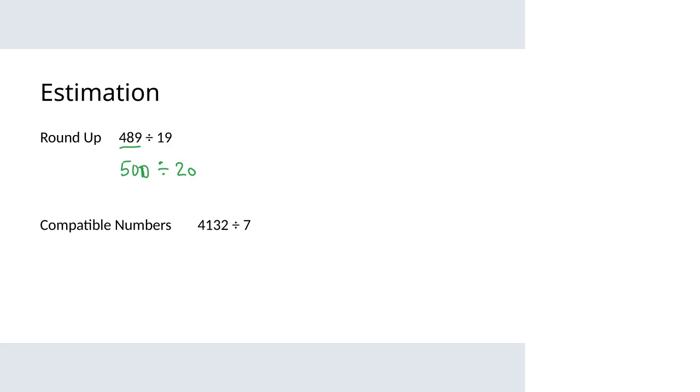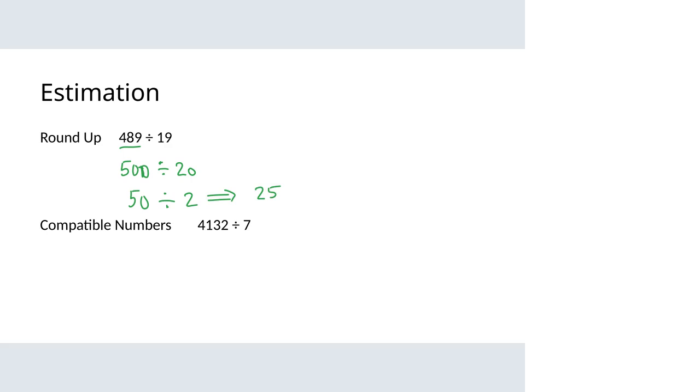And now I have something I could do in my head. I don't have to use the calculator to do 500 divided by 20. But you know, if I divide 500 by 10 and I divide 20 by 10, now it has the same value as it had before. And now I can do it in my head and wind up with an estimate here of 25.